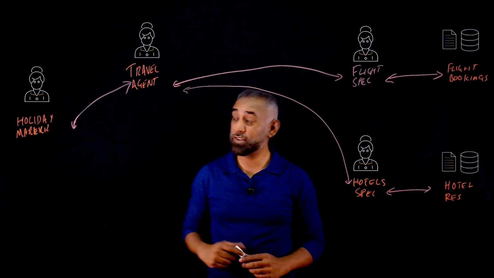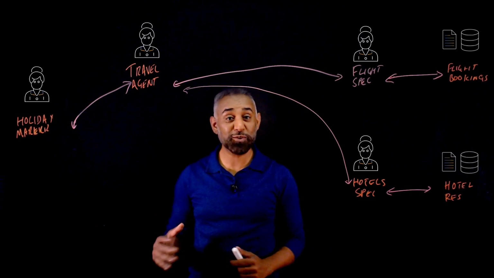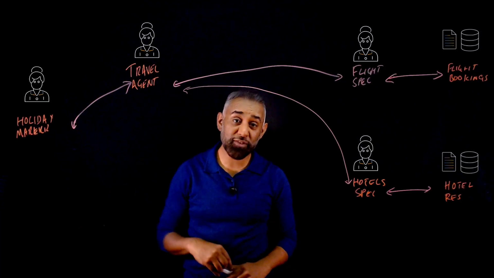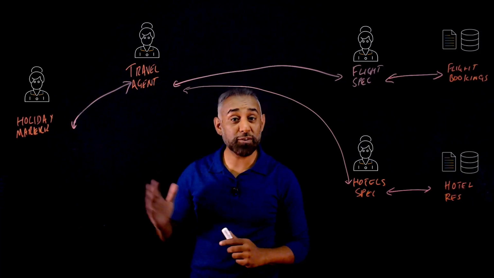So that's the use case. A holiday maker wants to book a holiday. They want to go to Dubai at New Year's to watch the fireworks on the Burj Khalifa. So they ring up their travel agent. And again, remember, this travel agent can only scale up to 150 calls per day.